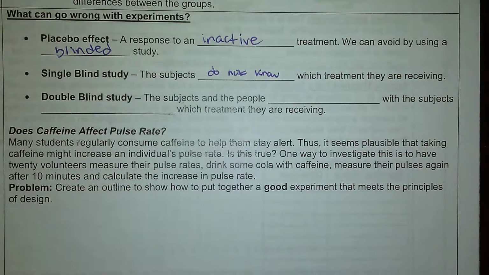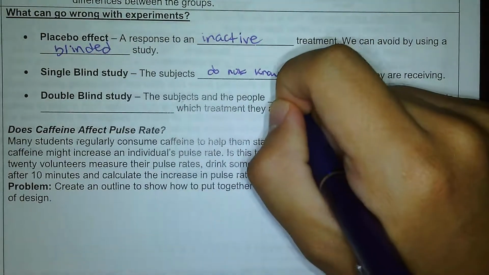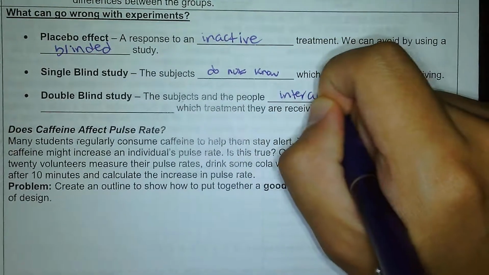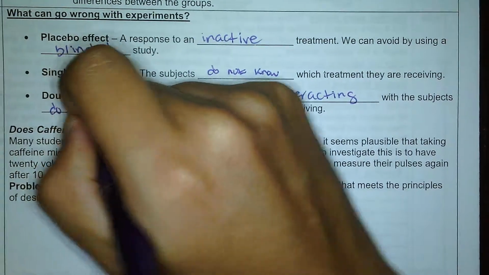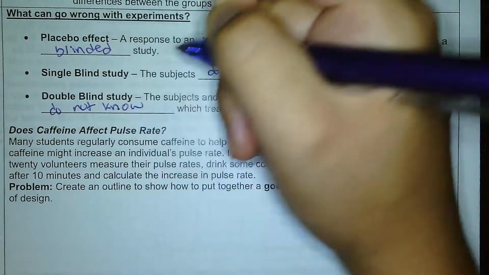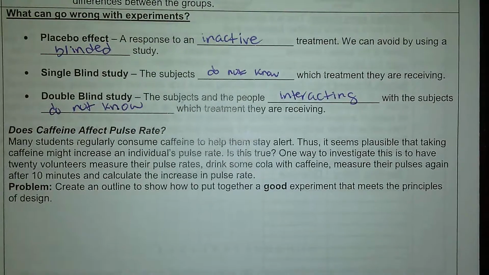Now, in a double blind, the subjects and the people interacting with the subjects do not know which treatment they are receiving. So me as the researcher and you as the experimental units or the subjects, we do not know which treatments are being dispersed. Now, that doesn't mean we just leave it completely up to chance. There might be a third party who is intervening for us to ensure the validity of our experiment.